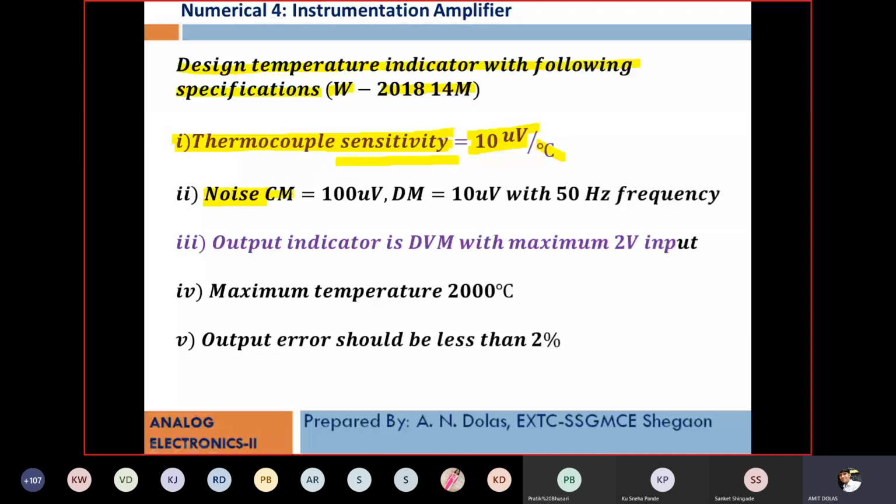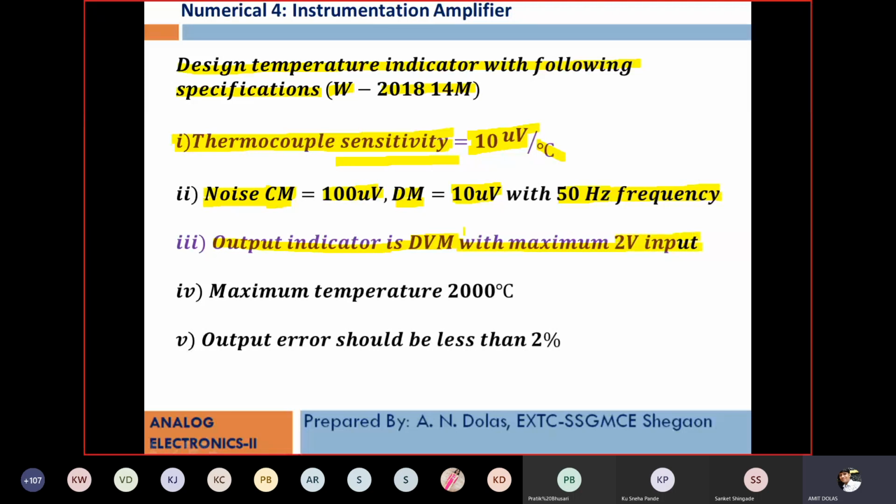Common mode noise is 100 microvolt, and differential mode noise, DM, is 10 microvolt with 50 hertz frequency. We have nothing to do with this frequency; even if 60 is written here, the calculation will be the same. So this is the noise. Then the output indicator is a DVM, that is digital voltmeter, or digital meter with maximum input of 2 volt.